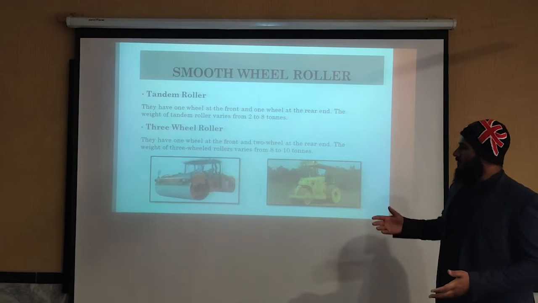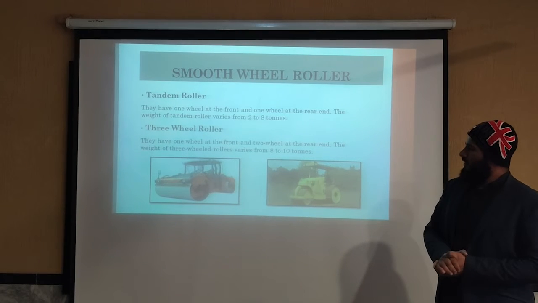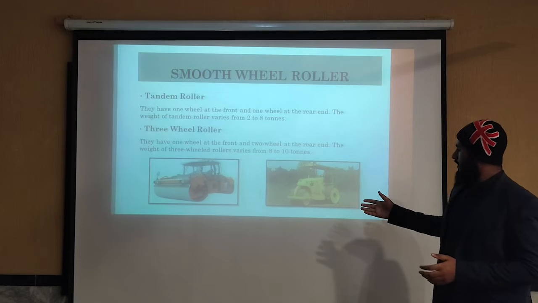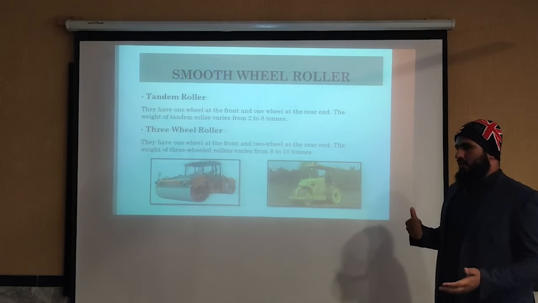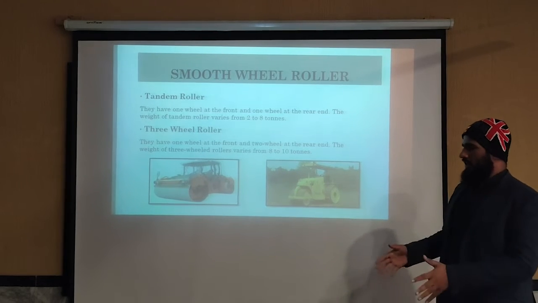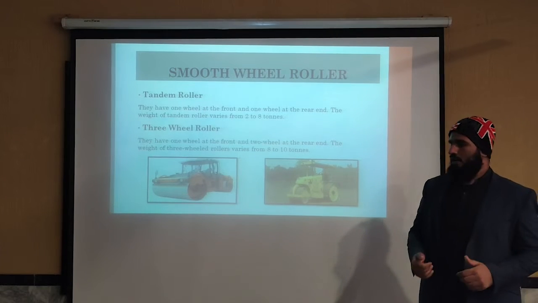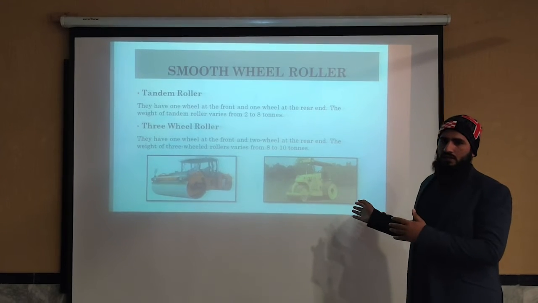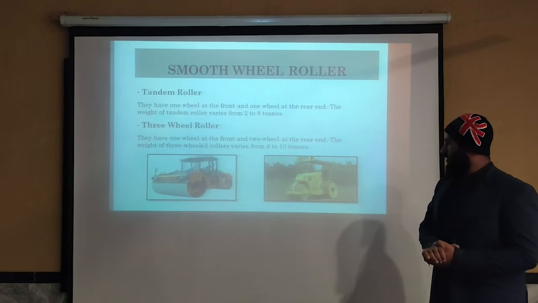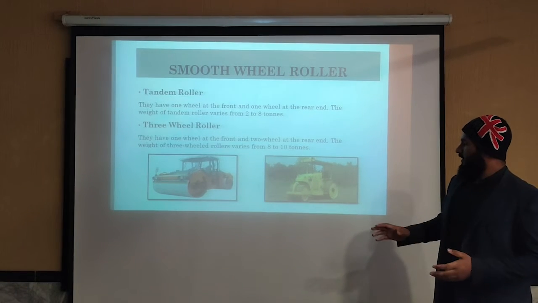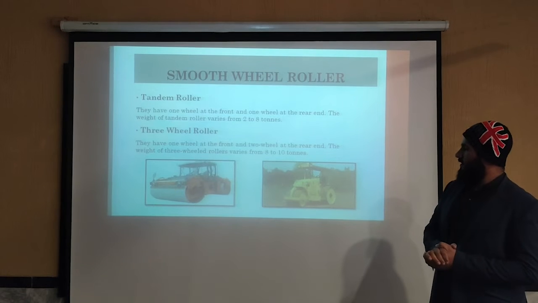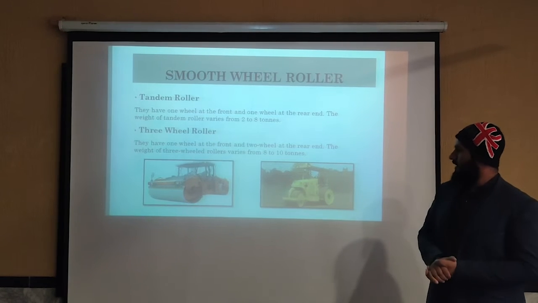The other one is the 3-wheel roller. It has one wheel at the front and 2 wheels on the back side. The front wheel covers the area, and the remaining area is covered by the rear wheels of the 3-wheel roller. Its weight varies from 8 to 10 tons.